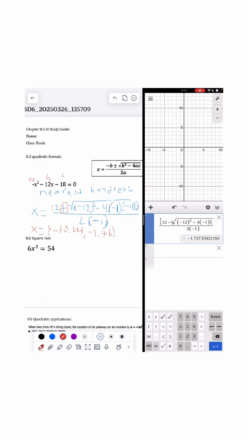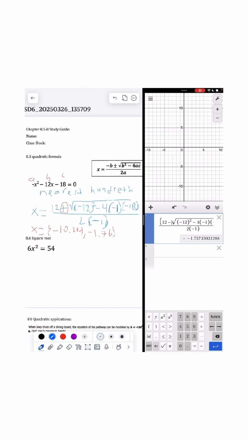In 8.6, we talk about the square root method, okay? This is when we have two terms. We need to get everything isolated. We're solving for basically the x or the variable. In this case, we have 6x squared equals 54. We already have them split up apart. The only thing I need to do is get this x right here by itself. That's all we have to do. So we're going to do a one-to-two step equation to solve for that.